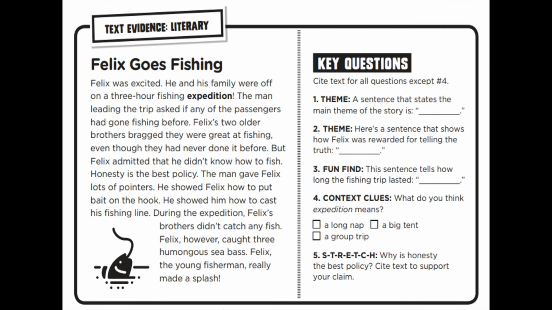Now it's time for our homework, guys. I'll be reading you the passage, and Ms. Smith will be reading the answers.